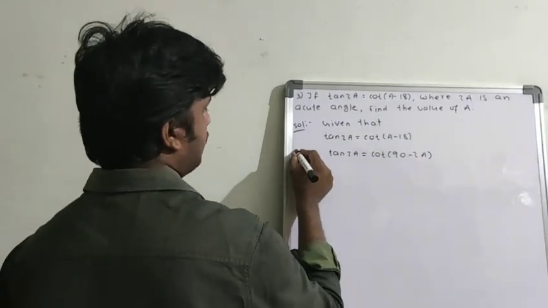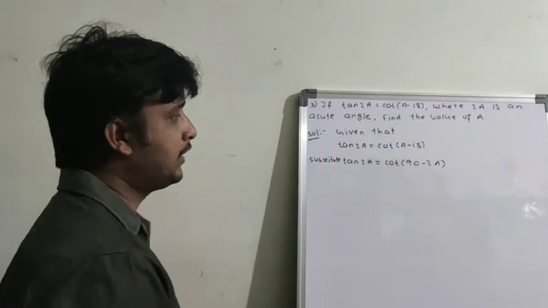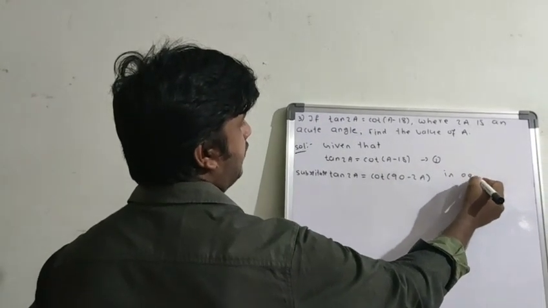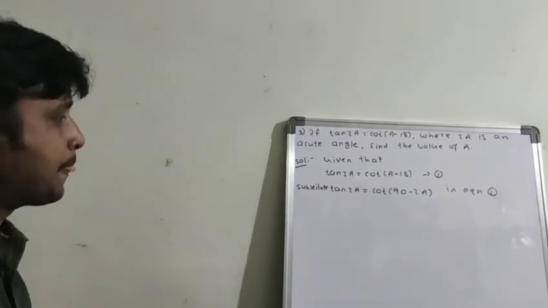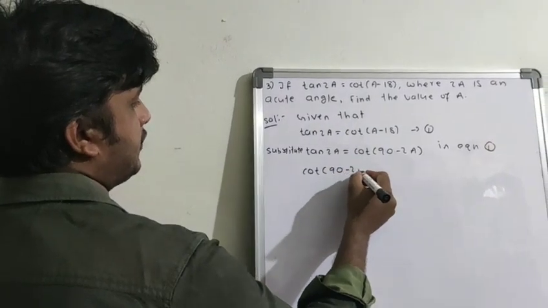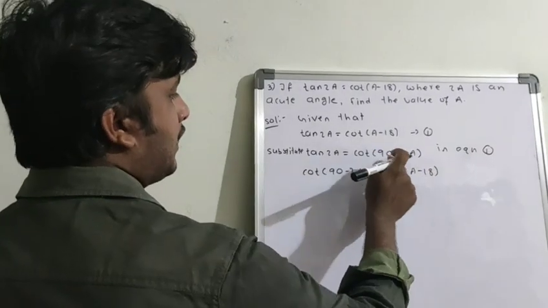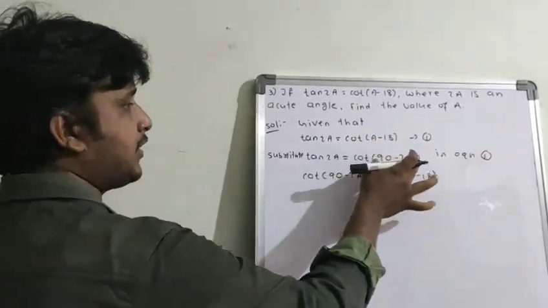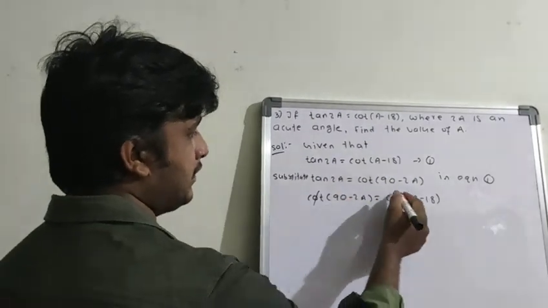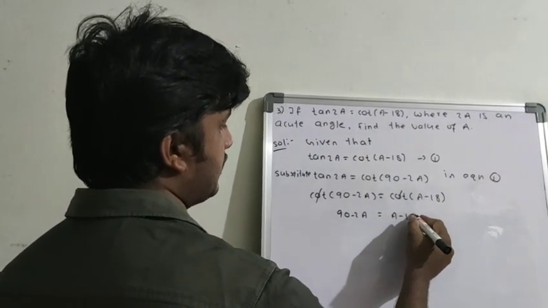So, substitute tan 2a equal to cot 90 minus 2a. This is equation 1. In equation 1, I am substituting cot 90 minus 2a is equal to cot a minus 18. Cot 90 minus 2a is tan 2a. So in the place of tan 2a I am writing cot. Why am I writing this? I am converting both sides to cot. So if cot gets cancelled, then you will get 90 minus 2a is equal to a minus 18.